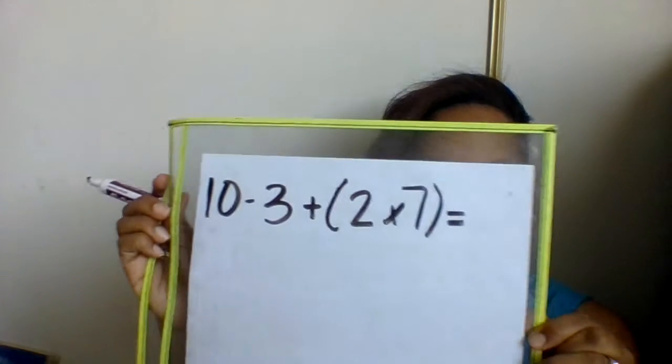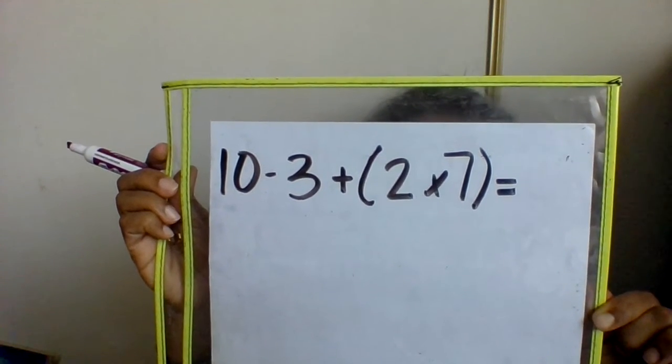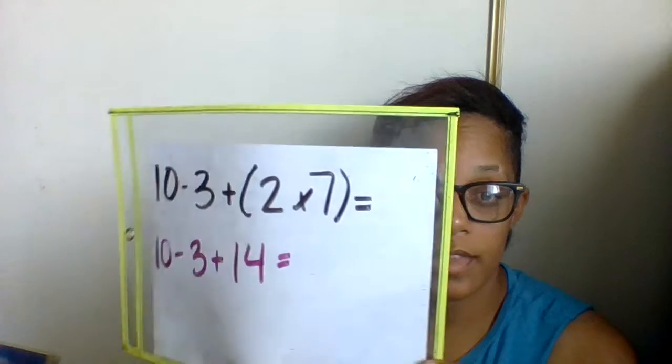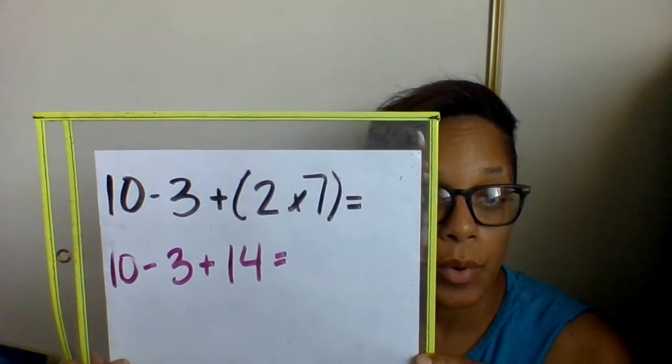Let's go ahead and try another one. What's the problem that you see in parentheses here? Did you say 2 times 7? If you did, great job. I'm going to rewrite the problem with the answer to the problem in parentheses. Did you get 14? So now I have 10 minus 3 plus 14.